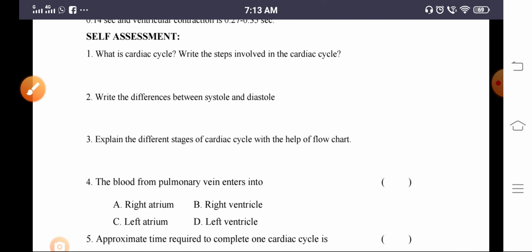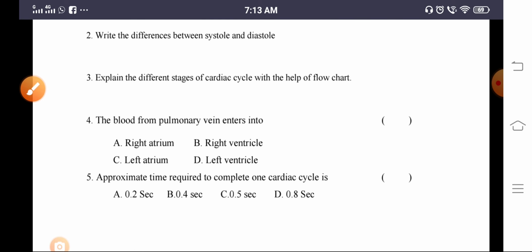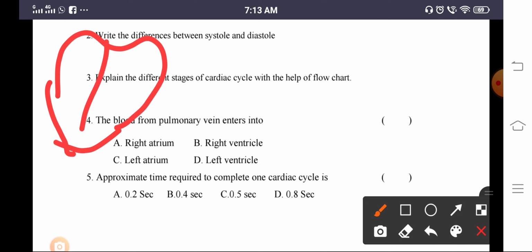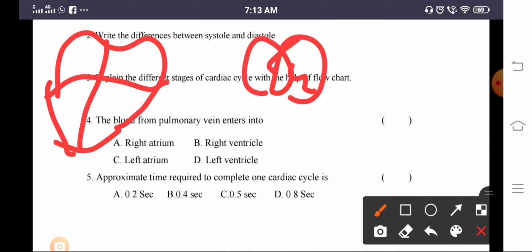And now let us answer the question on blood from pulmonary vein. So pulmonary vein you have to keep in your mind. Now I draw a heart, and where is the pulmonary vein? Imagine this is the lungs. From the lungs purified blood is carried to the left auricle. So this is called pulmonary vein.